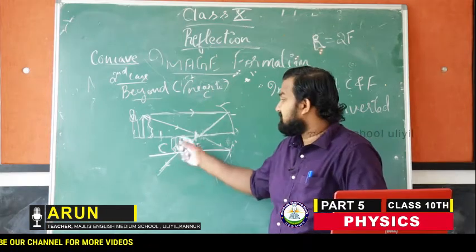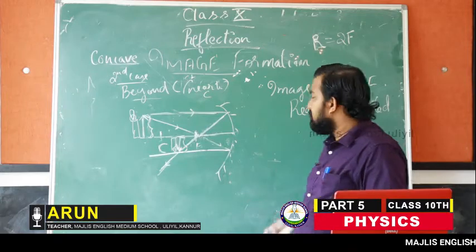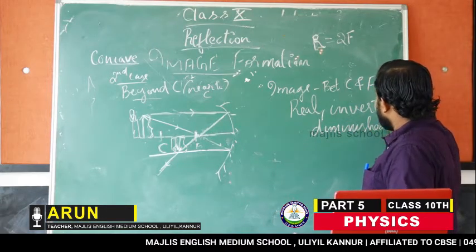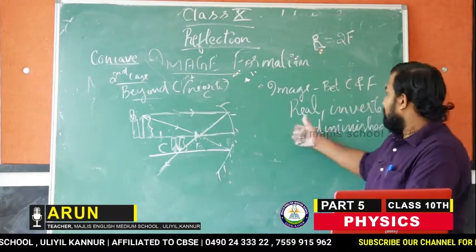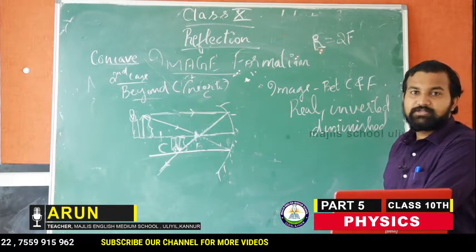In the before case it was highly diminished. Here a somewhat bigger image is formed. So here it is a diminished image. Clear? So here a real, inverted and diminished image is formed when the object is kept beyond C.